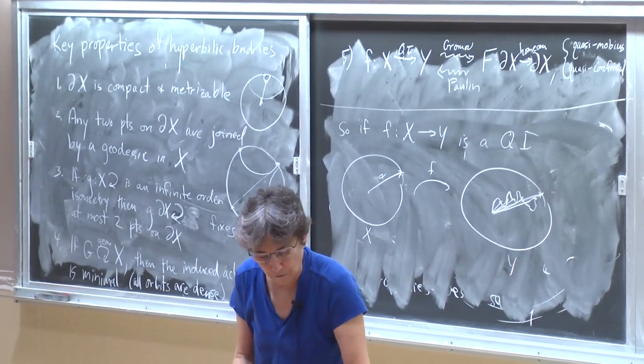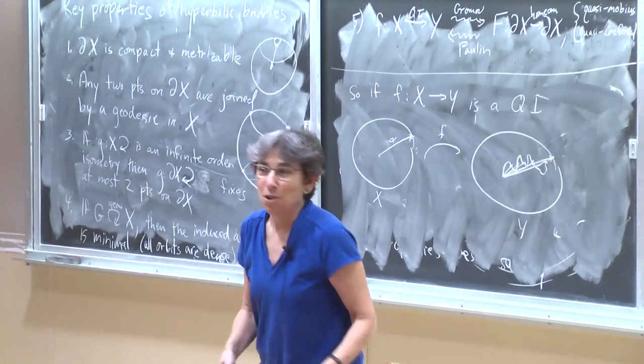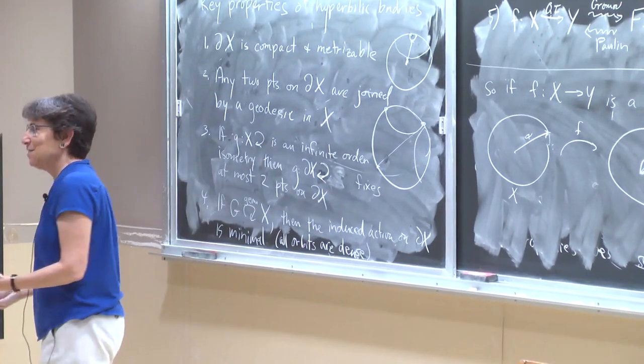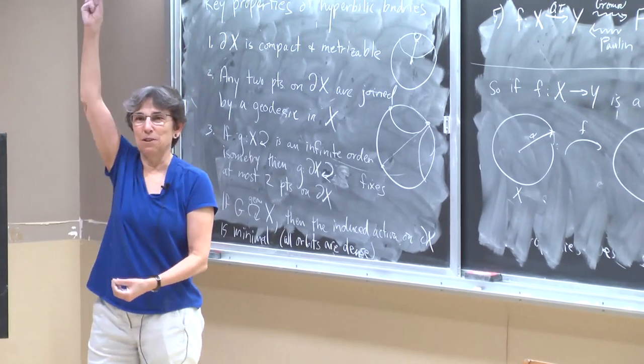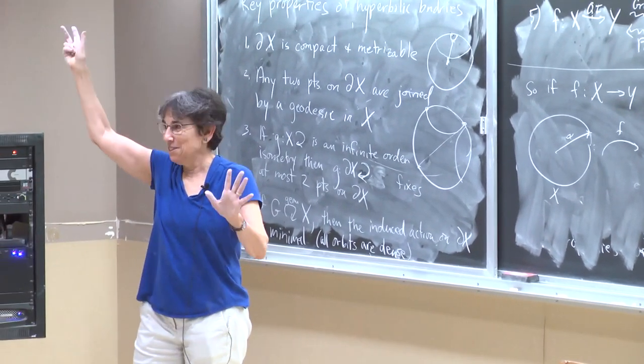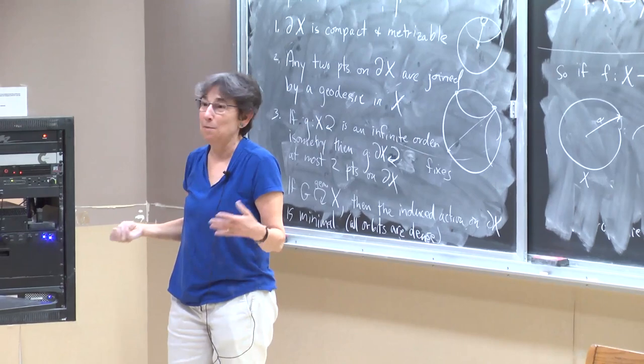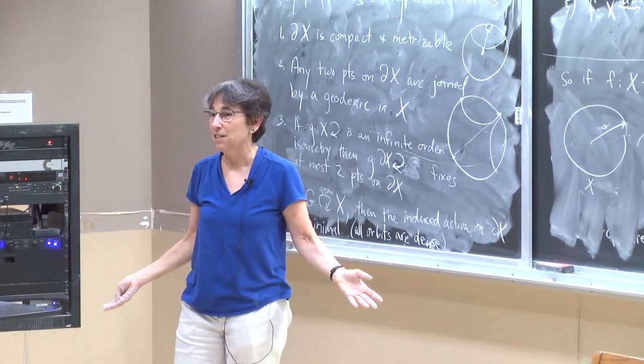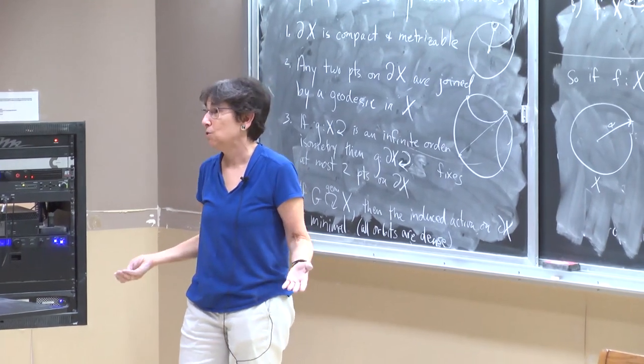So we're now going to define the Morse boundary. The idea is, what's a good direction and what's a bad direction? A direction is a ray to infinity, and some of them are Morse and some of them aren't. We're going to keep the ones that are Morse and toss out the ones that aren't. That's the way we're going to decide whether a direction is good or bad.